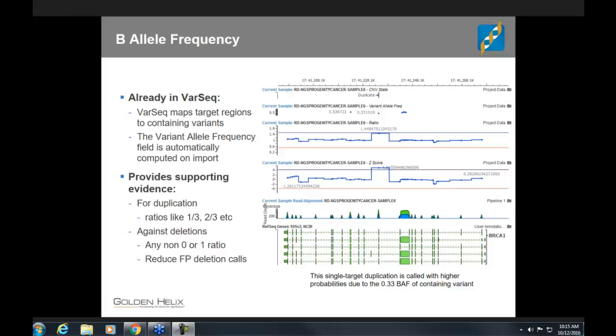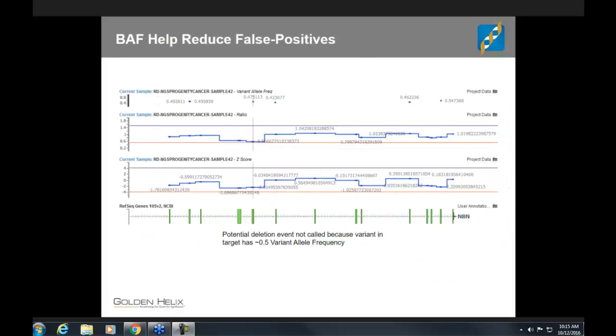But additionally, we can also find evidence against deletions, because any value that's not 0 or 1 is evidence that what we're looking at is not really a deletion, even if the z-score or the ratio may indicate that it is. And this can be seen in this next figure, where we have a variant, what would normally be called a copy number variation in this region.